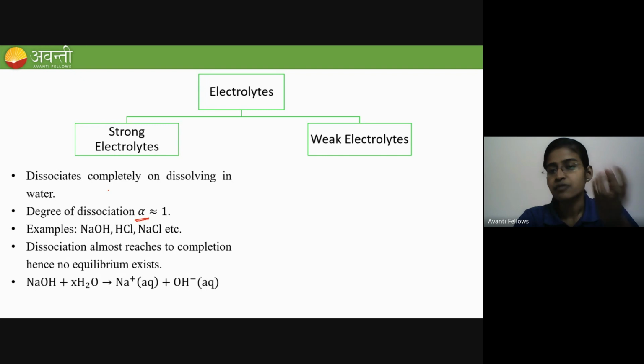Once I put sodium hydroxide into water, it gets dissociated, right? Again, the Na+ ion and OH- ion cannot come together and form NaOH again. So the product cannot be converted back into the reactant. There is no equilibrium existing in strong electrolytes.